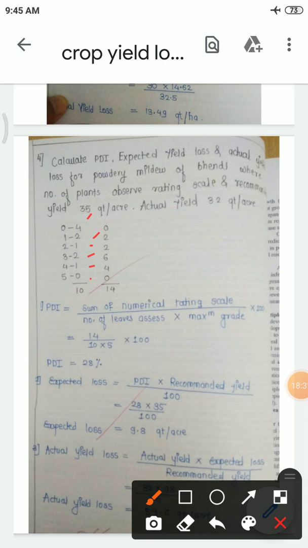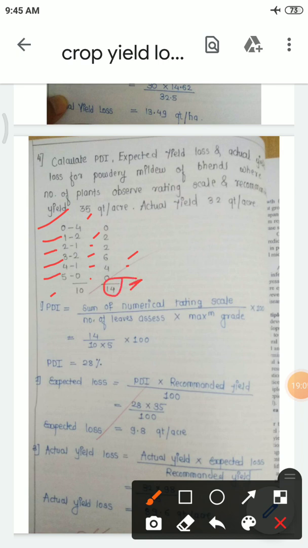To get the sum of the numerical rating scale, we multiply: 0 into 4 is 0, 1 into 2 is 2, 2 into 1 is 2, 3 into 2 is 6, 4 into 1 is 4, 5 into 0 is 0. So we get the sum of the numerical rating scale by adding 2, 2, 6, 4. The total value is 14.